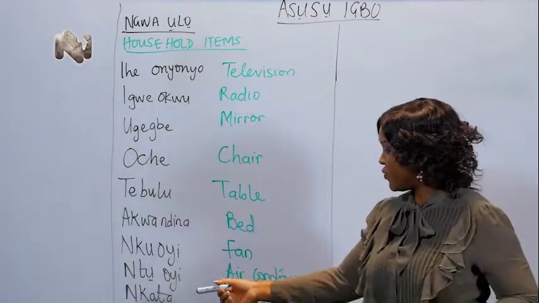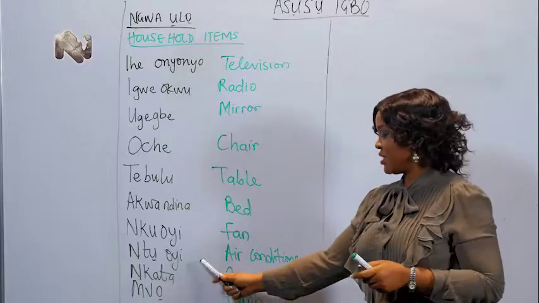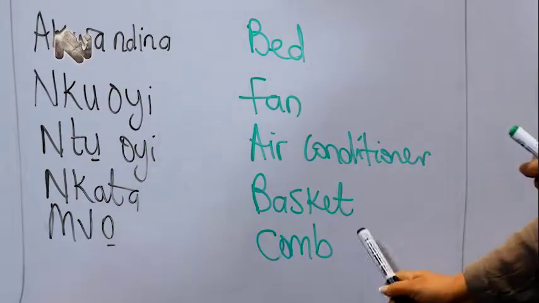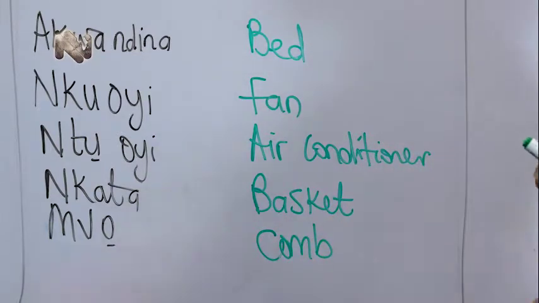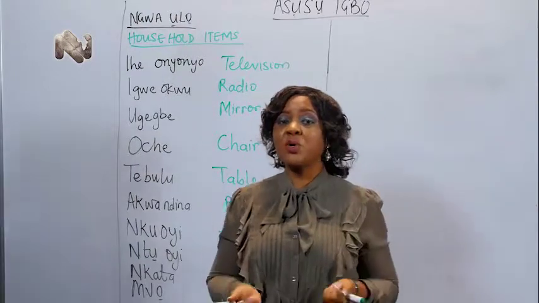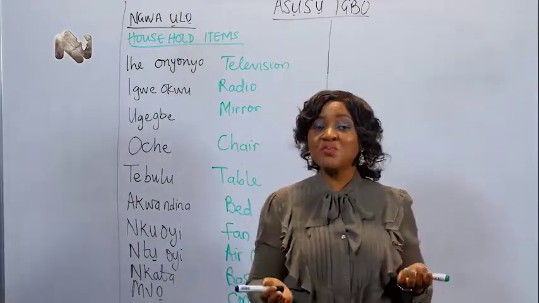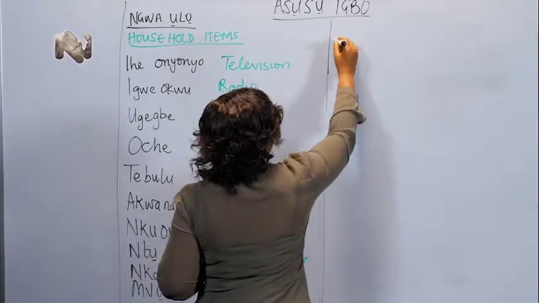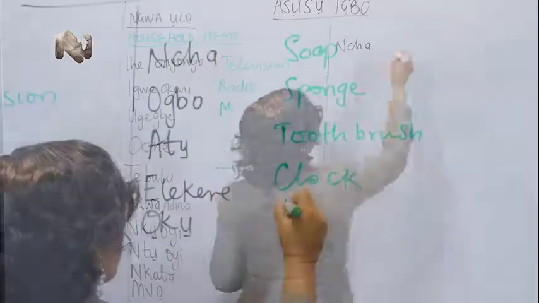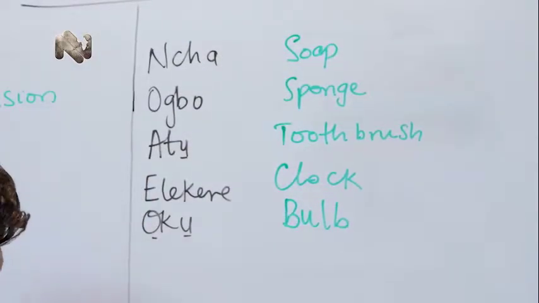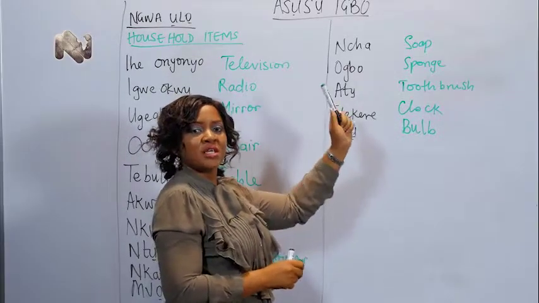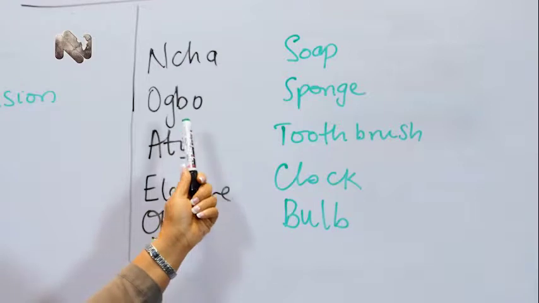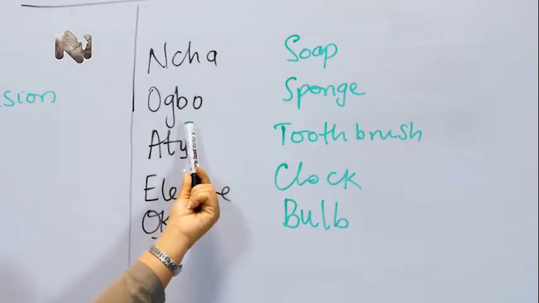Looking at the board, we have nkuoyi, which is fan, ntuoyi, air conditioner, nkata, basket, mvo, comb. We have other household items like electric bulb, toothbrush, soap and sponge. Let's write them on the board. Now we have soap. I mentioned earlier, soap, ncha. Sponge, obo.